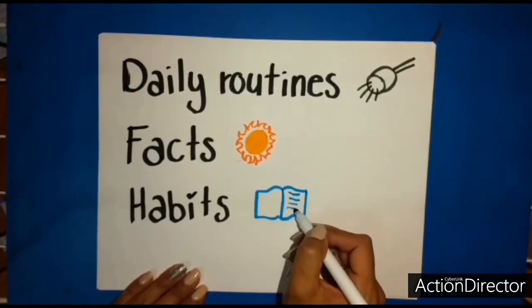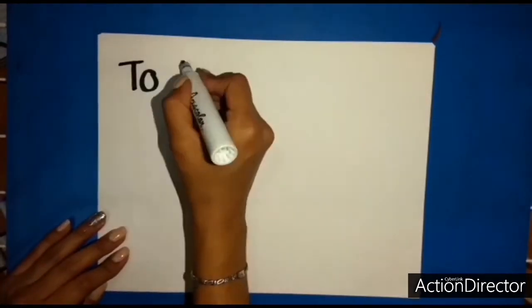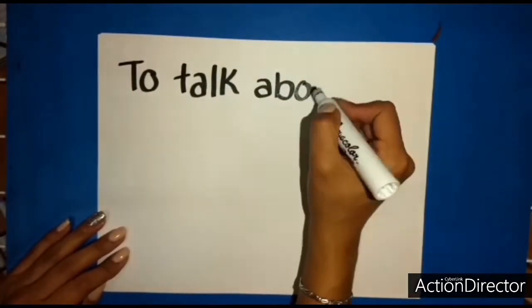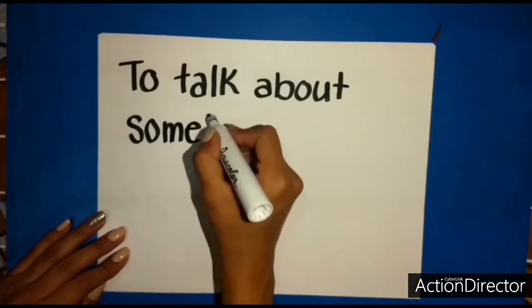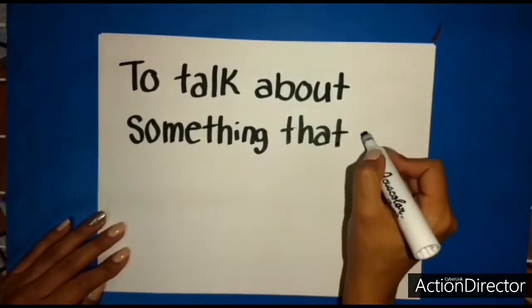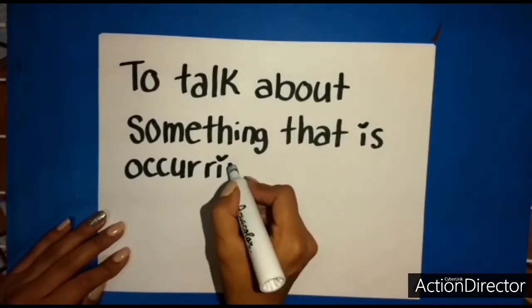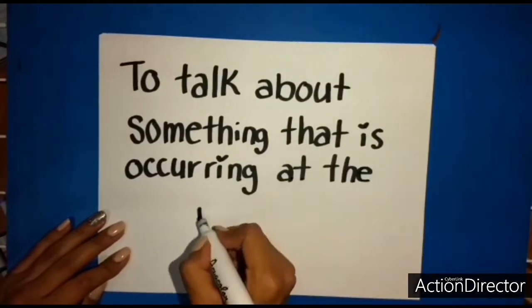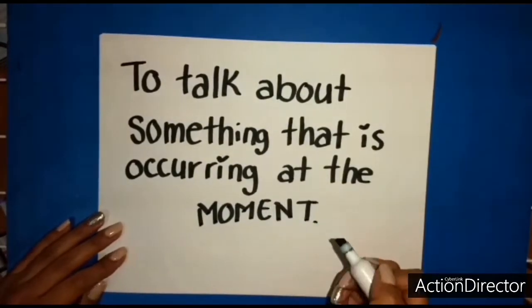Let's continue with the use of present continuous, which is to talk about something that is occurring at the moment. The main difference between these two tenses is that present continuous is used to talk about something that is happening right now. Now, let's continue with the grammatical structures.